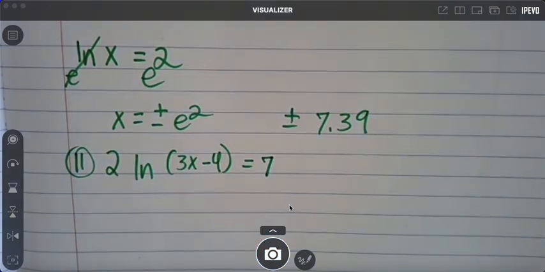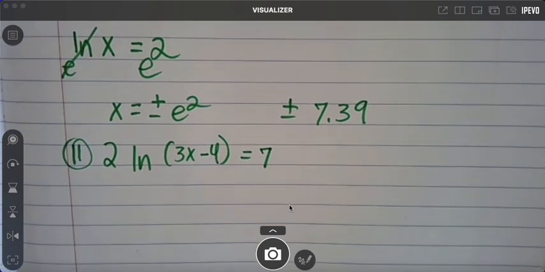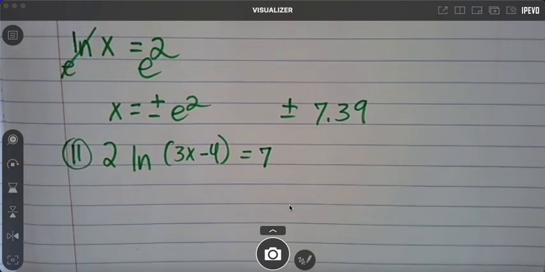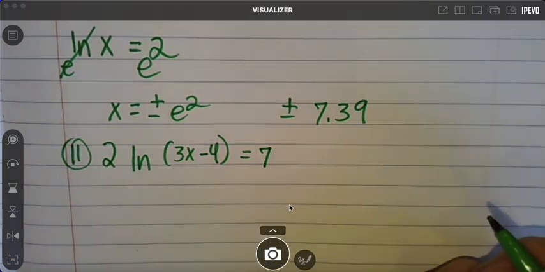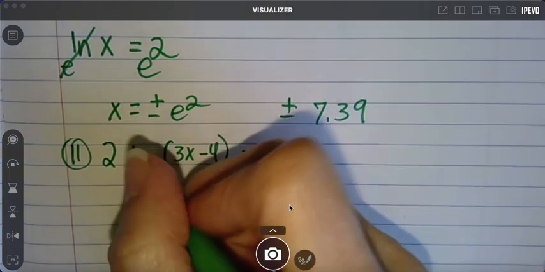Yeah. All right, so here's my number 11. What would you move first? The 2. Let's divide that 2 over. Does everybody see that? That way, I don't really want to put it as an exponent. I'm pretty sure that that'll work. Let me make sure.